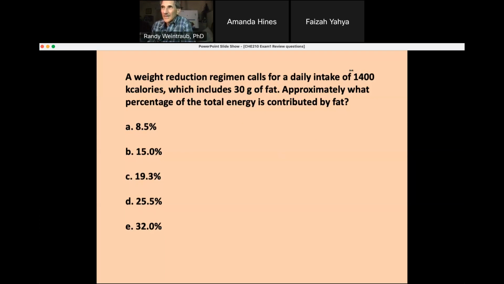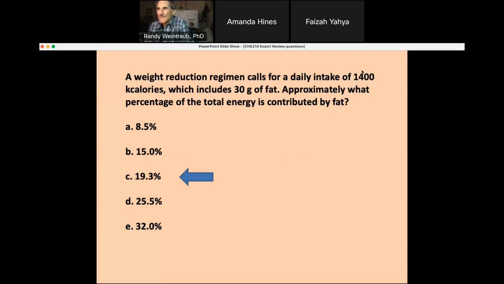So 270 divided by 1,400. Okay, or what percent is 270 of 1,400? And so even if you kind of did it in your head without a calculator, you might say, oh, sounds like it's around a fifth or 20%.